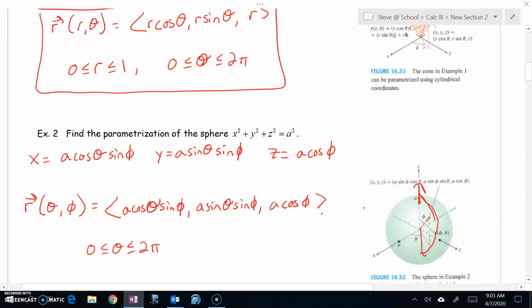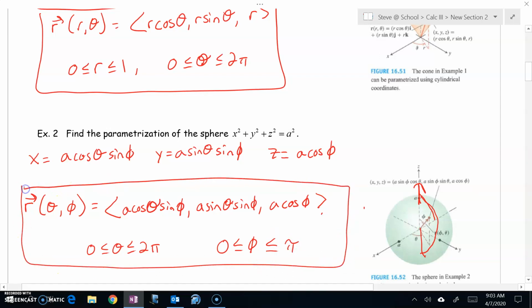Remember, phi can never be more than pi. So in this case, that's exactly how big it gets. It sweeps from the top to the bottom, and the 2 theta deals with the whole sphere. So phi is just from 0 to pi. So this is the parameterization of this sphere with a radius of a.